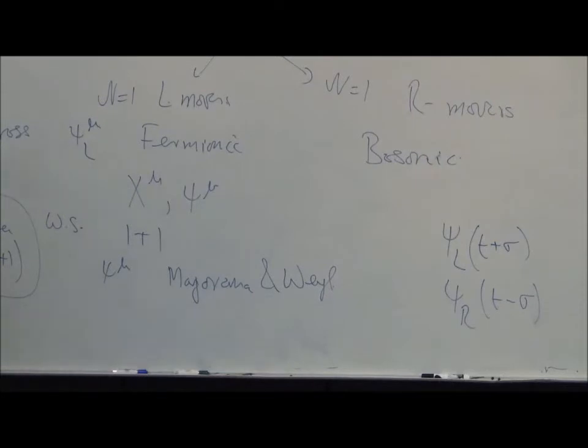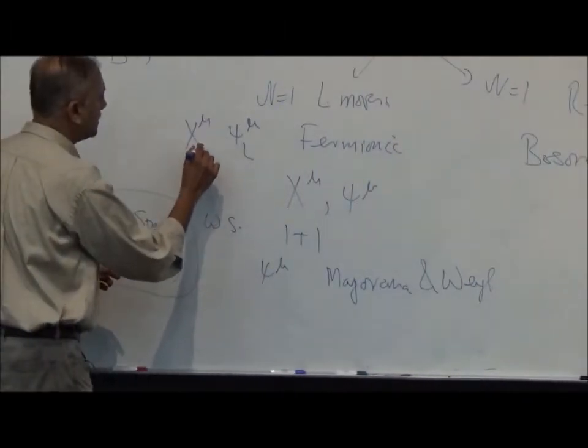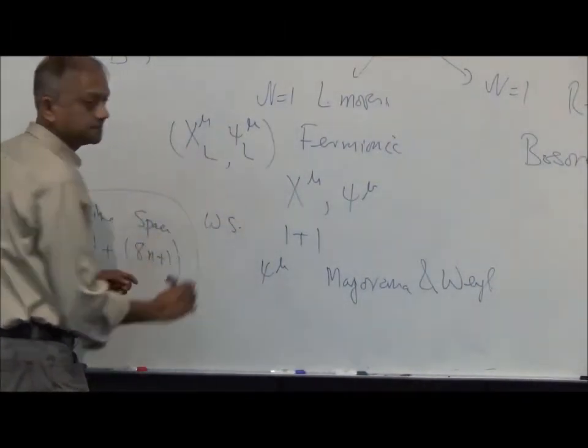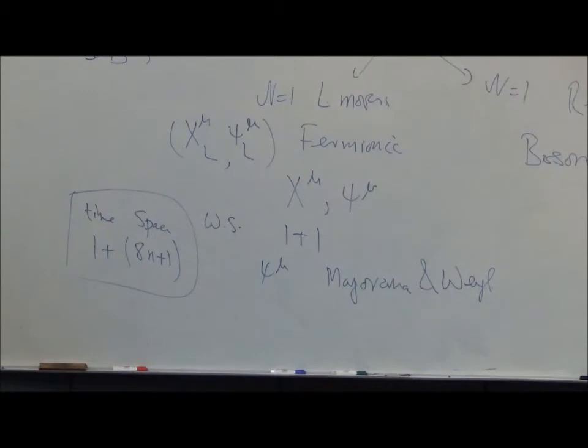So therefore the field content of the left moving sector is X^μ_L and ψ^μ_L. So one question: is this also true, well, this is true in 1+1, but does it remain true in 1+9 signature? The fact that you can impose both Majorana and Weyl, that is true also in higher dimensions.